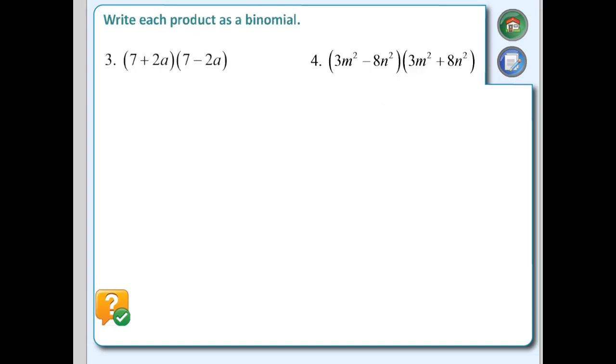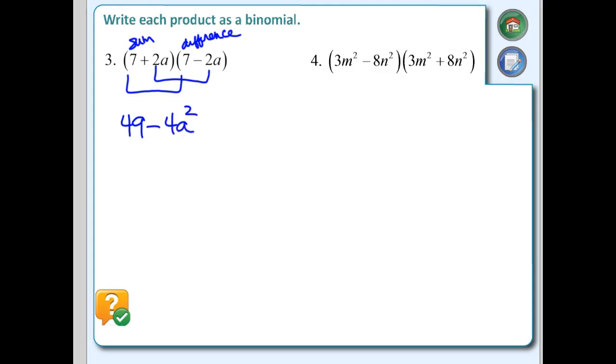Okay, let's look at our next slide. Let's try a few more. Yeah, as soon as you recognize, oh, conjugates, this is the sum and this is the difference, we know the middle's going to cancel out, so we're just going to say 7 times 7, which is 49, and then 2a times negative 2a is negative 4a squared.